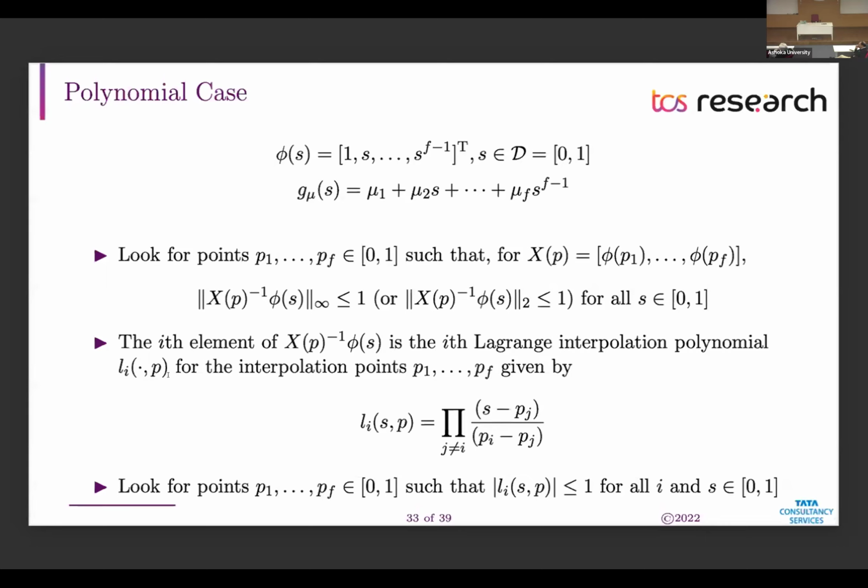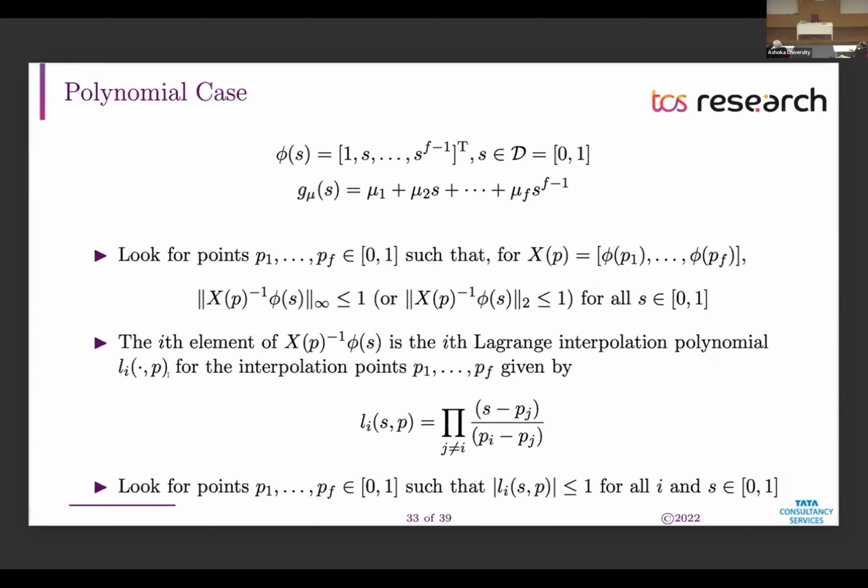In the polynomial case, where my unknown function is a polynomial and I'm fitting it as a polynomial, this was one of our contributions. If you are trying to express phi of s as a linear combination of phi of P1, phi of P2, phi of PF, etc., it turns out that the coefficients turn out to be the familiar Lagrange interpolation polynomials. There's a very interesting connection here.